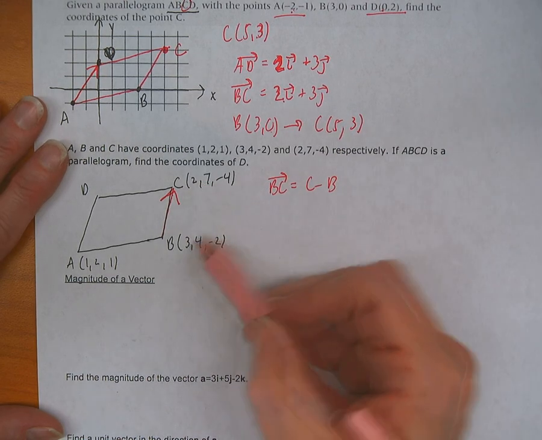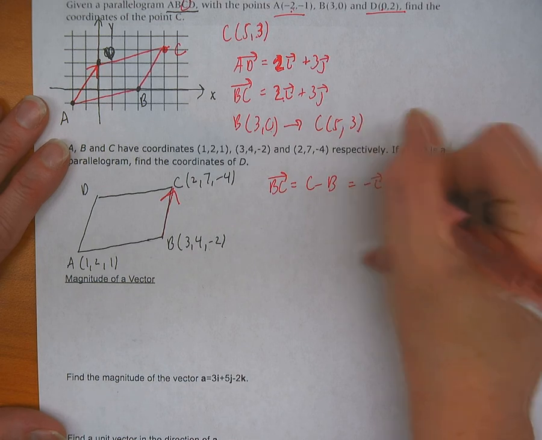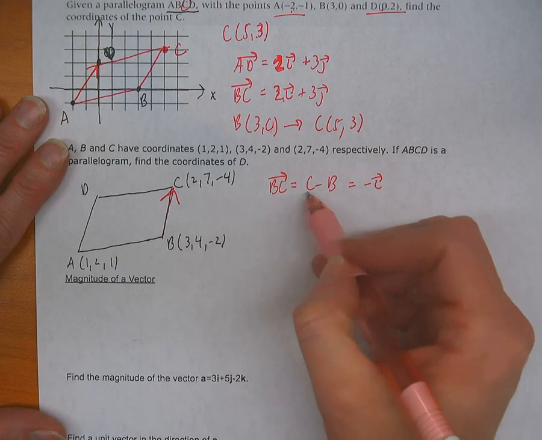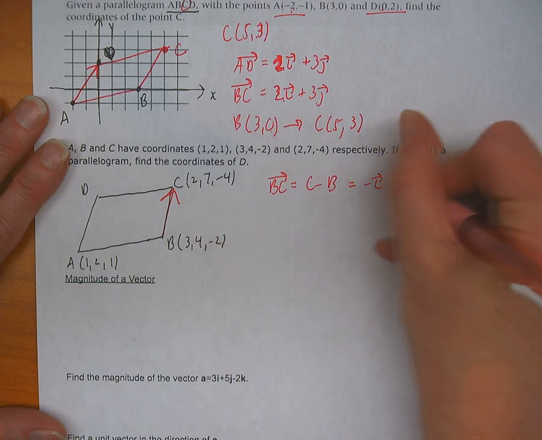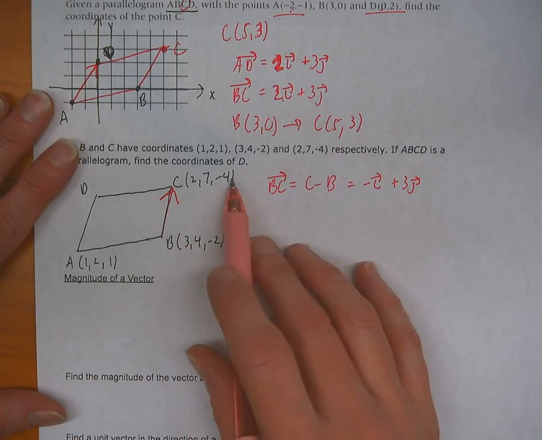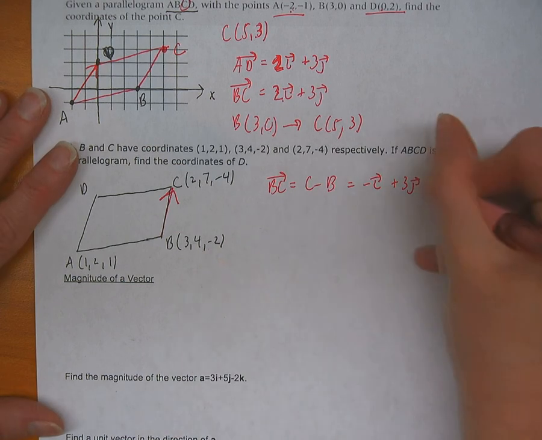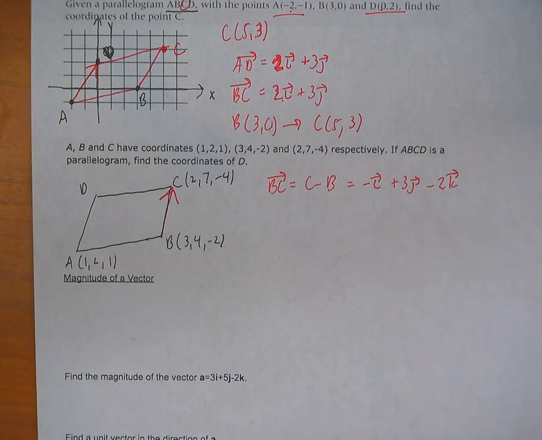So I do 2 minus 3 and get negative 1i. I can do C minus B, so I'm doing 7 minus 4, plus 3j. And now the third dimension. So i is 1 unit in the x direction, j is 1 unit in the y direction, k is 1 unit in the z direction. So I'm going to do C minus B here, so negative 4 minus negative 2. So negative 4 plus 2, so minus 2k. So that is my vector BC.